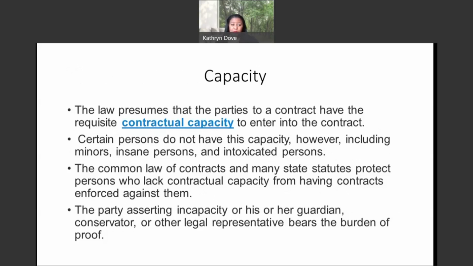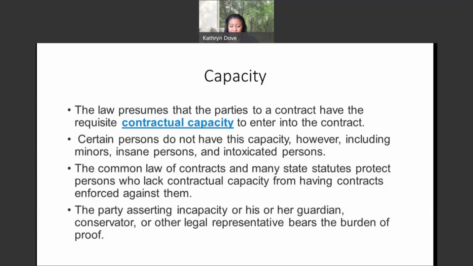Capacity. The law presumes that the parties have the mental capacity to contract. However, certain persons lack the capacity to contract. Those would be minors, insane persons, intoxicated persons. At common law, there's also state statutes and codes protecting persons who lack the contractual capacity to form contracts and have contracts enforced against them.